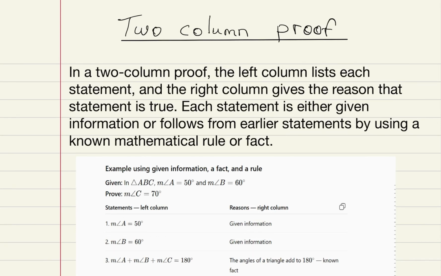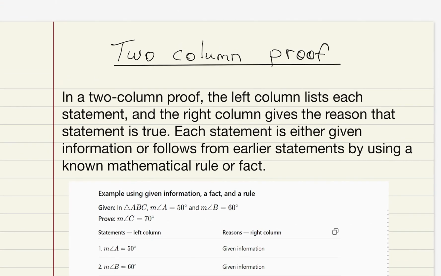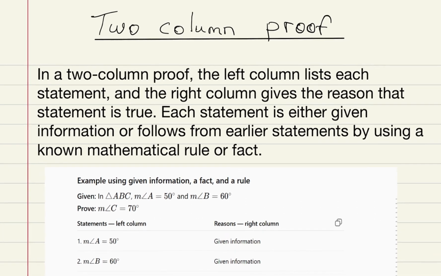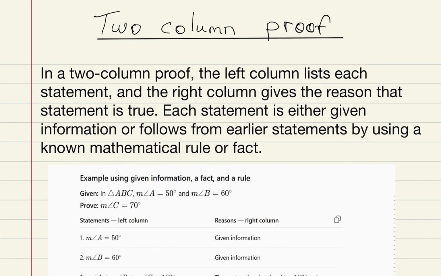In this lesson, we're going to learn about a two-column proof and how to create one. And I'll give you an example. So in a two-column proof, the left column on the left side is each statement. And the right column gives the reason to the statement from the left. And again, the right column gives you all the information about why the left side makes sense.